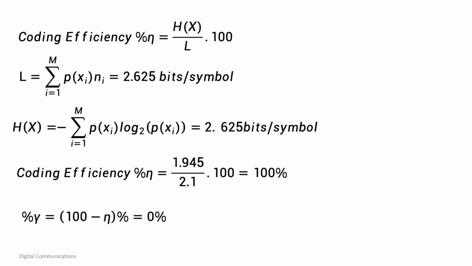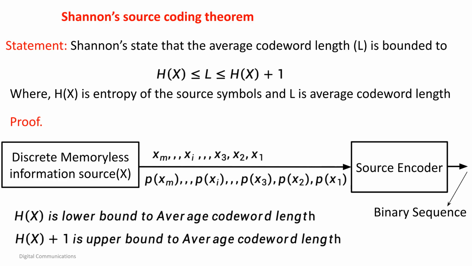After completing the Huffman coding steps for problem 2, we can calculate the average code word length L and the entropy h of x. Using these values, the coding efficiency and redundancy can be determined. Shannon's source coding theorem states that the average code word length L is bounded below by the entropy h of x. The diagram illustrates a discrete memoryless source feeding into a source encoder to produce a binary sequence.